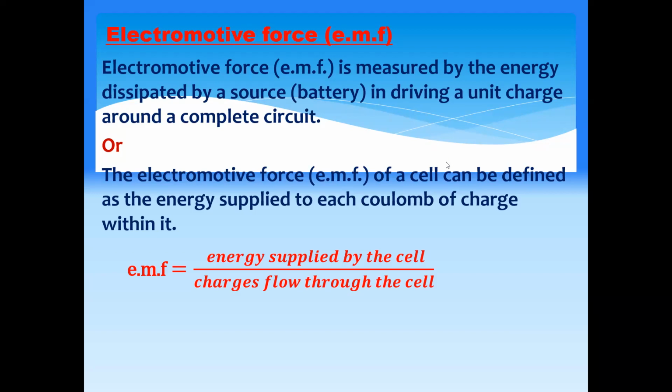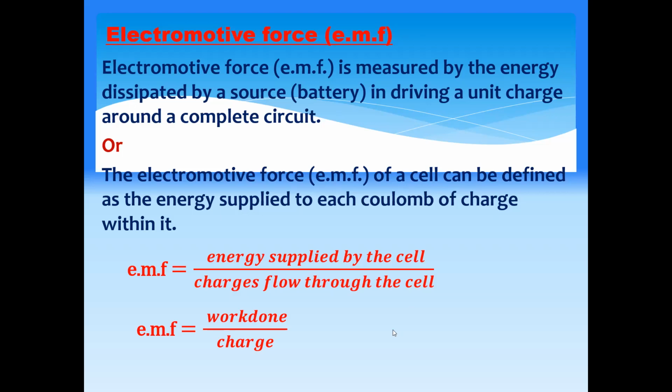So inside the cell there is chemical energy, and that chemical energy changes to electrical energy, and that electrical energy is responsible for driving the charge through the circuit. So how much energy is carried by 1 coulomb of charge, or how much work is done on 1 coulomb of charge, we call that EMF or electromotive force.